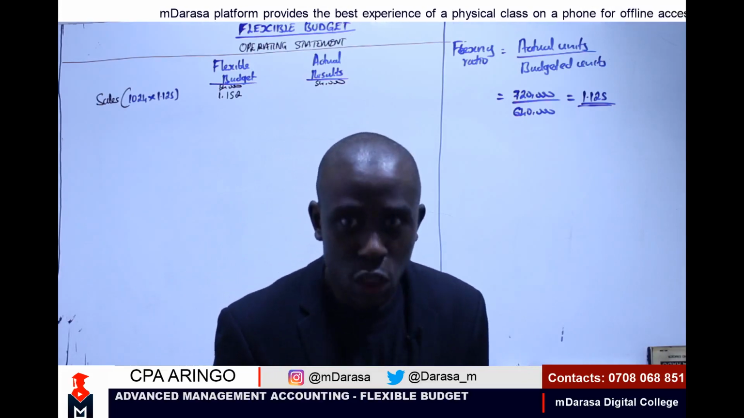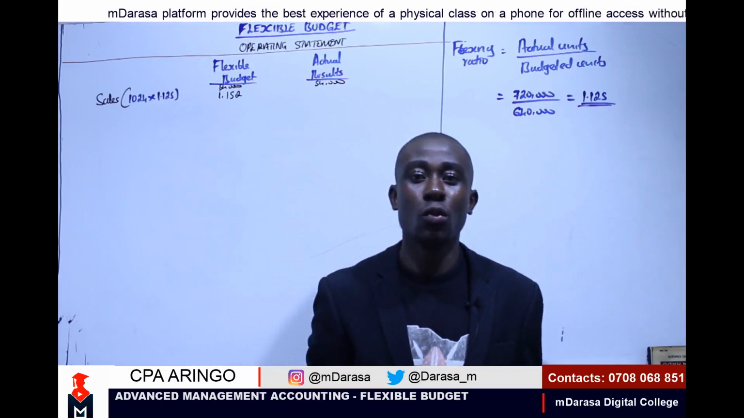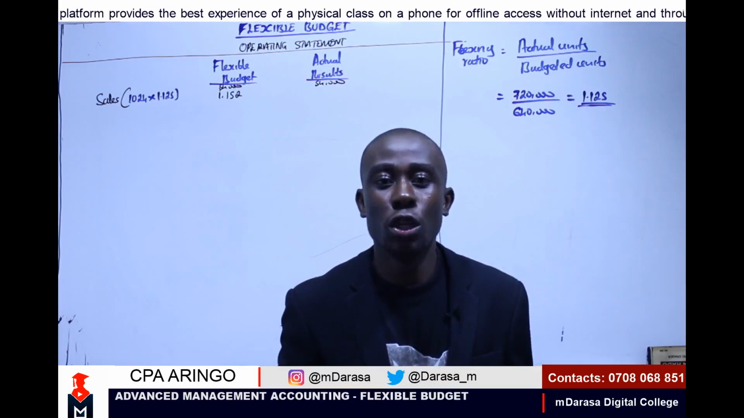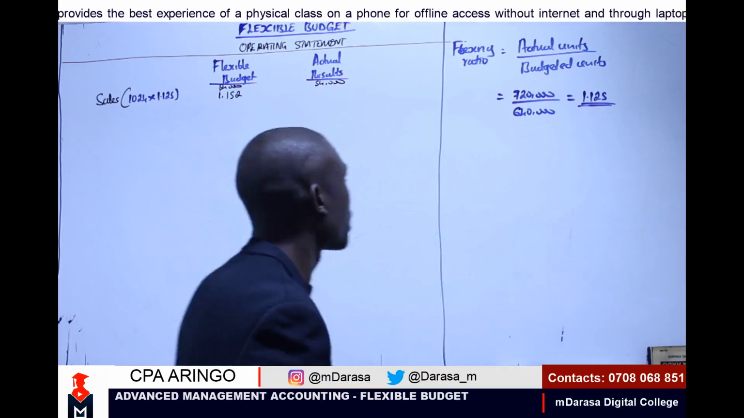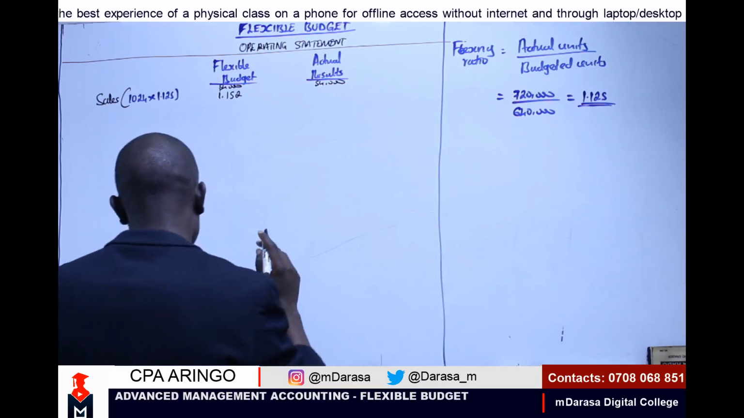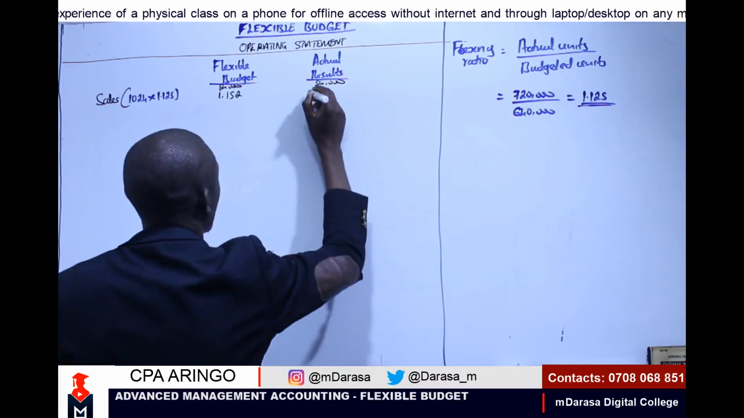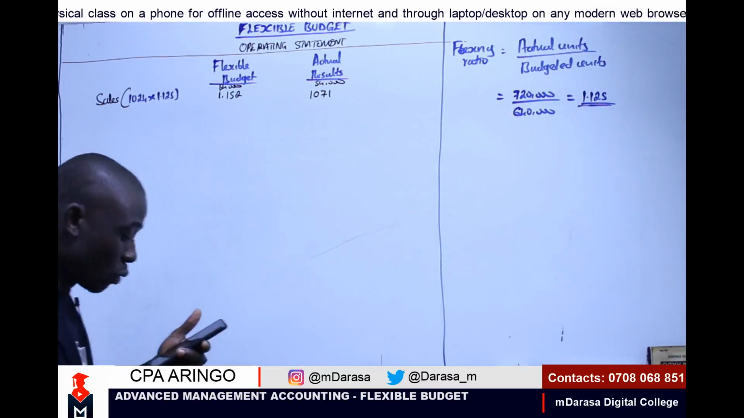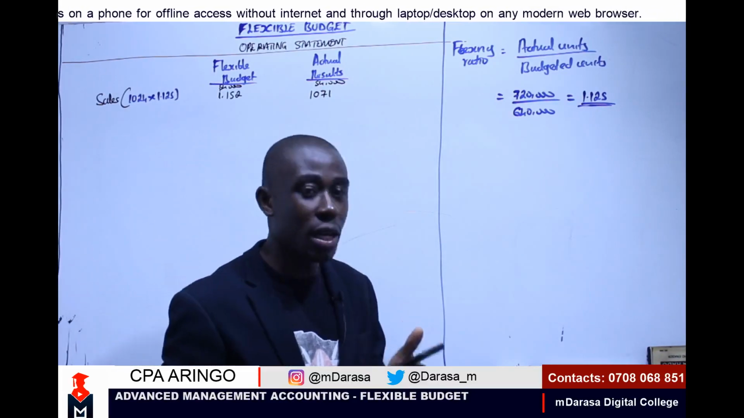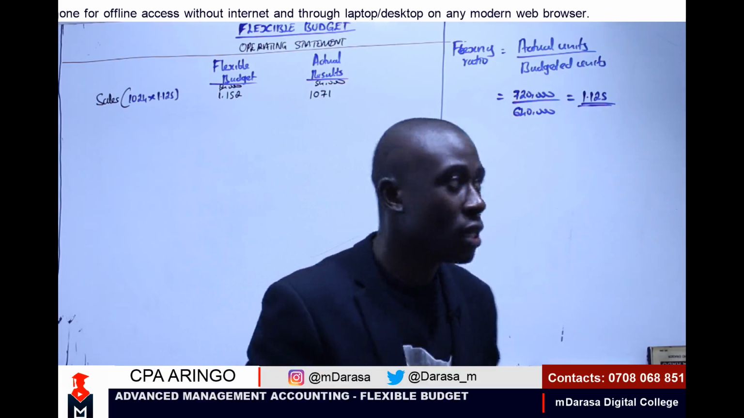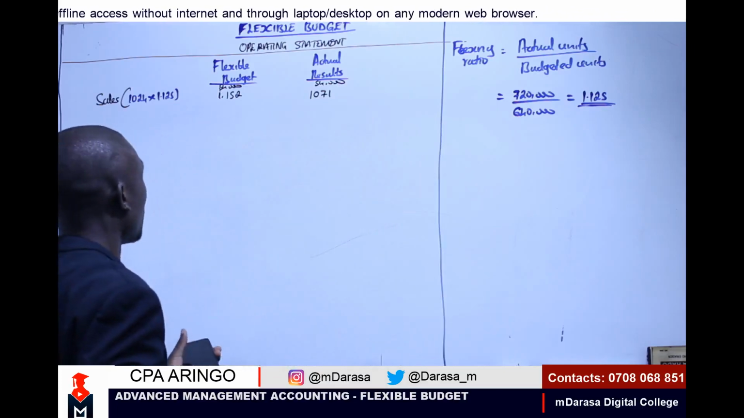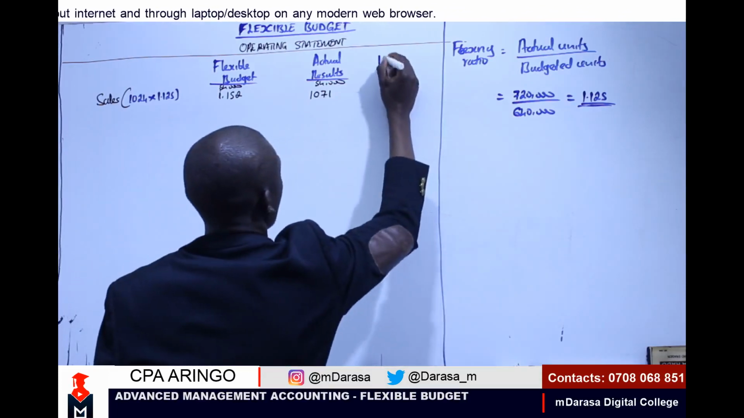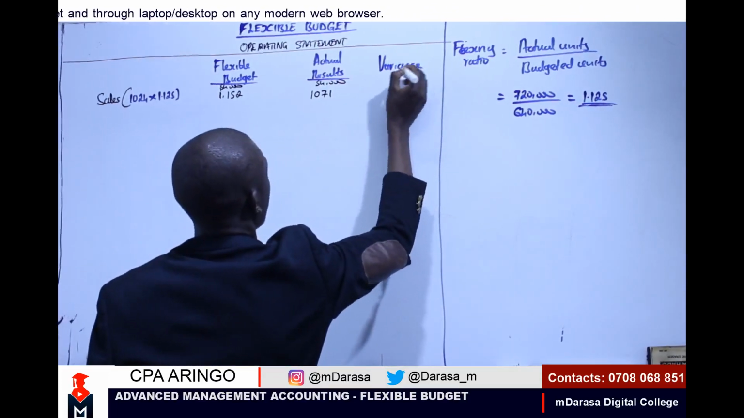What about our actual? The question would be, will the actual change? The actual, remember, at this point, will not change. So I'm going to take the actual figure that I was given, which in this case is 1071. That's the actual figure that I was given. Having that, at this point we can also determine our variance.